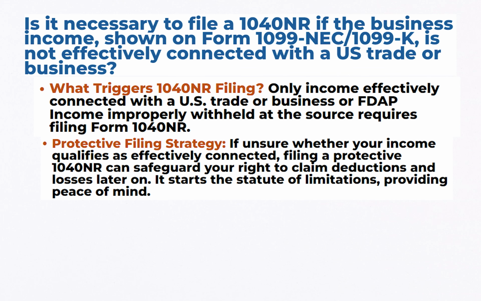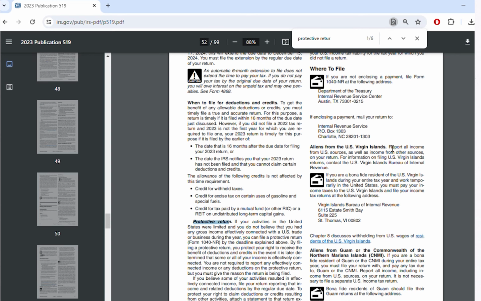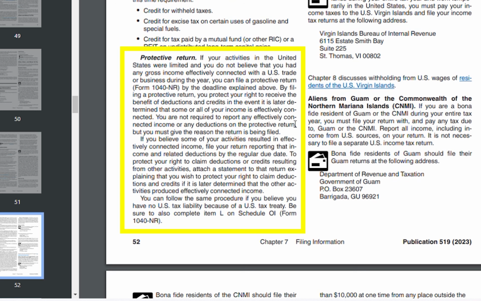Now, a lot of the time, based on what I have said, you can talk to many CPAs and tax attorneys, and the advice they give you may be really different from each other, and so you get confused. So in cases where you are not sure whether your income qualifies as effectively connected, it is always advisable to file a protective 1040 NR. This type of 1040 NR is going to safeguard your right to claim deductions and losses later on in the future. It also starts the statute of limitations, which can also provide you with peace of mind.